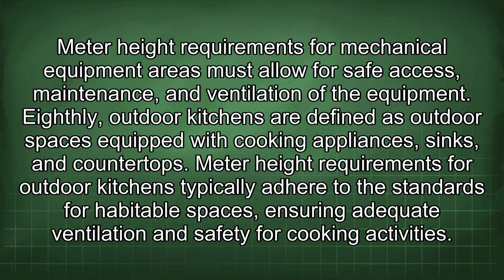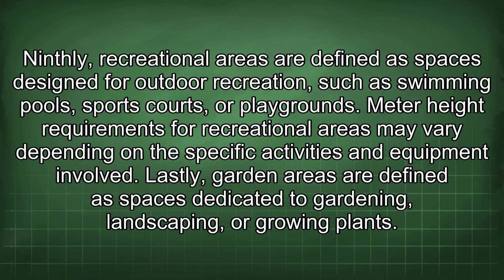Eighthly, outdoor kitchens are defined as outdoor spaces equipped with cooking appliances, sinks, and countertops. Meter height requirements for outdoor kitchens typically adhere to the standards for habitable spaces, ensuring adequate ventilation and safety for cooking activities. Ninthly, recreational areas are defined as spaces designed for outdoor recreation, such as swimming pools, sports courts, or playgrounds. Meter height requirements for recreational areas may vary depending on the specific activities and equipment involved.